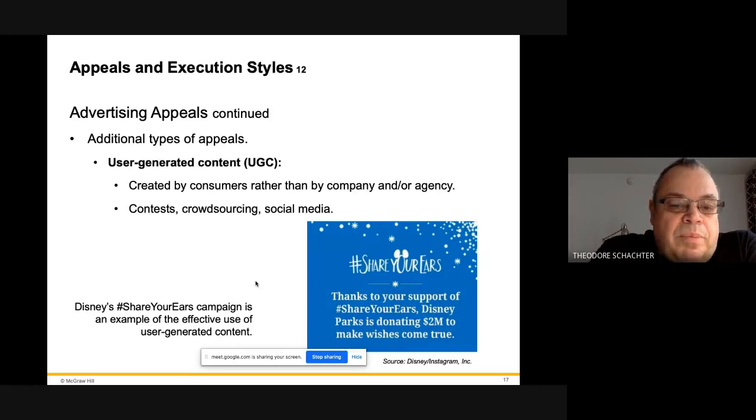Now, if you are the generation who's very immersed in social media, and you generate content every time you take a picture of yourself or your friends, any type of content that's generated by you as a user is called user generated content.